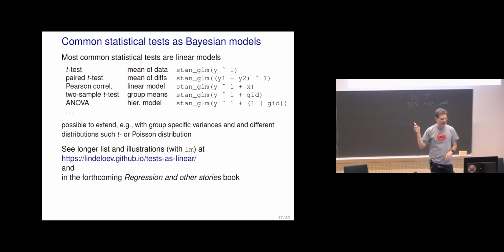There's a nice longer list illustrating these tests as linear models, just with lm, so using maximum likelihood, but you can just change each lm to stan_glm, and also in our forthcoming Regression and Other Stories book, there's good discussion of this.